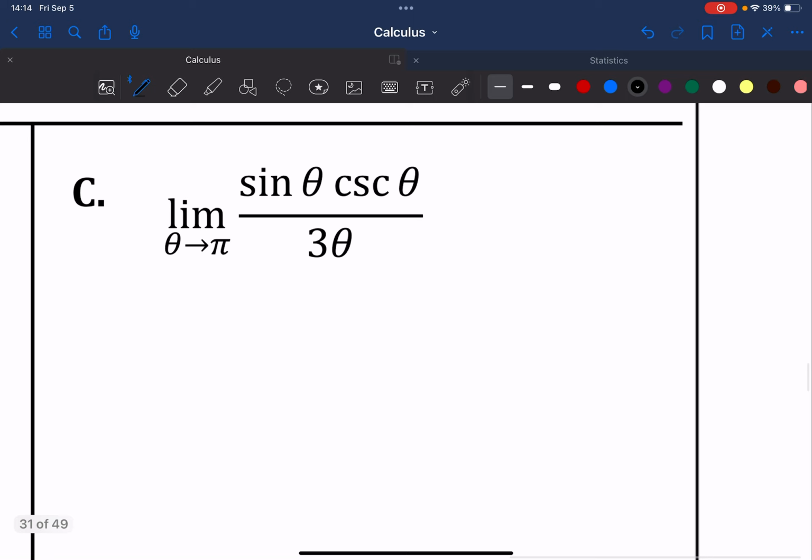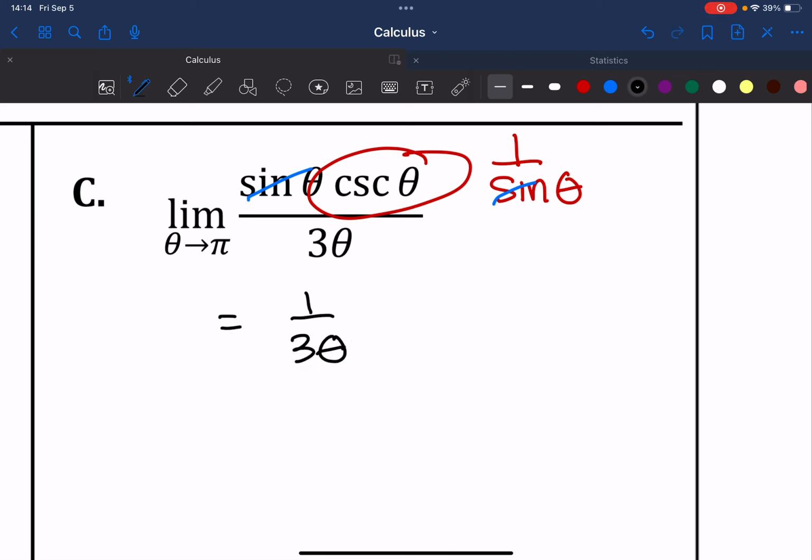And then in part C, I know that cosecant theta is actually 1 over sine theta, which means my sine thetas cancel out, and I'm just left with 1 over 3 theta. So if I take the limit as theta approaches pi, that leaves me with 1 over 3 pi.